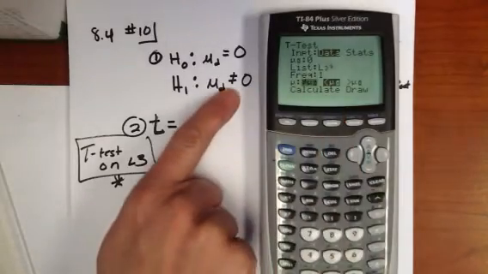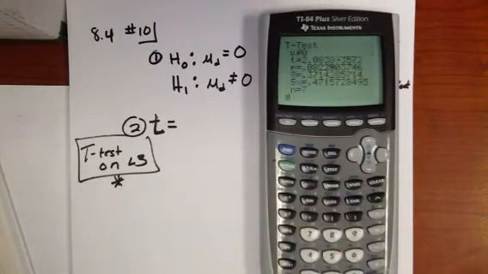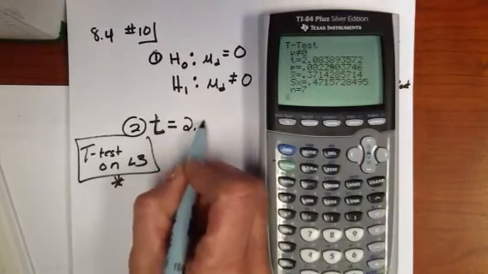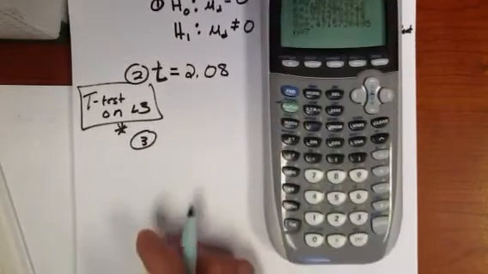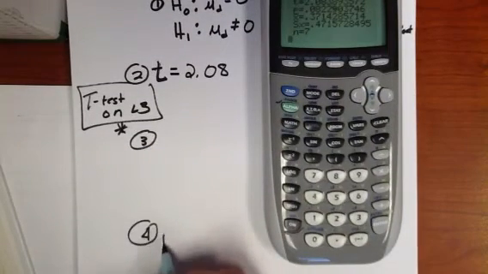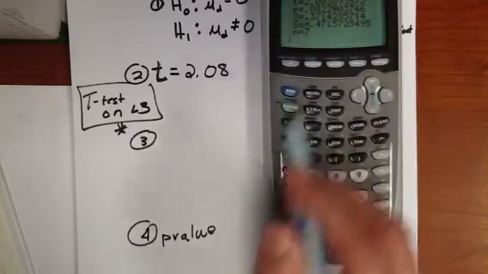Frequency is 1. We look at the alternative. We're doing not equal to. And hit calculate. And that is our test statistic, 2.08. Okay, we still need to do step 3, and we'll skip down to step 4 and write my p-value. Where's my p-value? 0.0822.